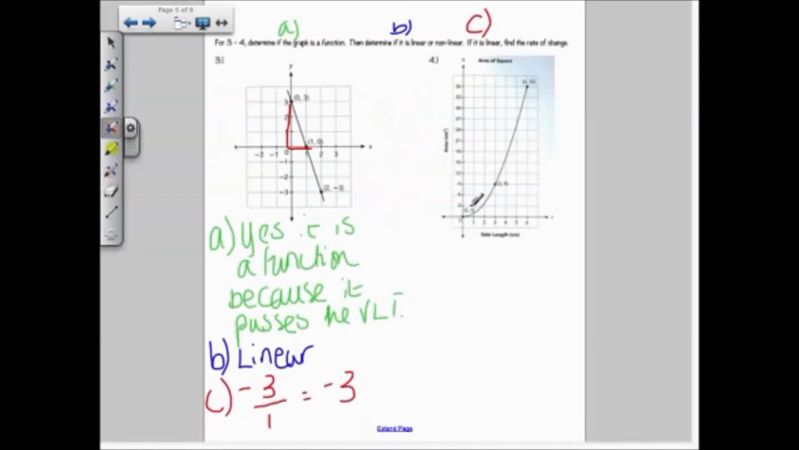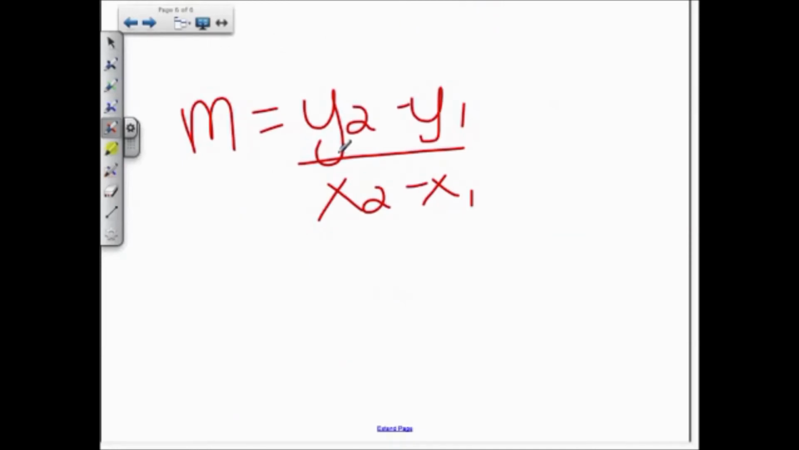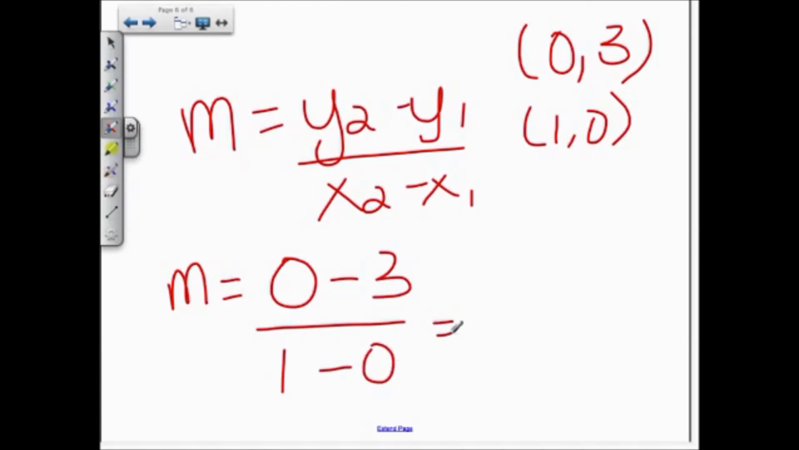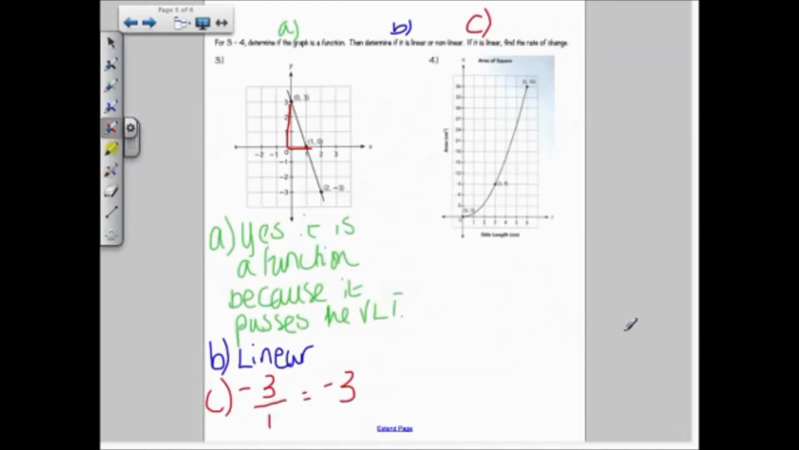And if you look back at your coordinates, they were 0, 3, and 1, 0. So I'll go ahead and write that out, 0, 3, and 1, 0. So when I plug it into my formula, the y2 is 0, the y1 is 3. Okay, I'm not going over this because this is all review. x2 is 1, x1 is 0. So I end up getting negative 3 over 1, which is negative 3. Okay, so the rate of change is negative 3.